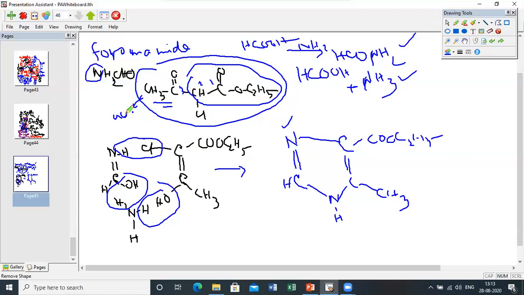This is the acetyl group. So this is the acetyl derivative of 2-chloroethyl acetate. This is the ethyl acetate. This is the 2-chloro derivative. This is the acetyl group.